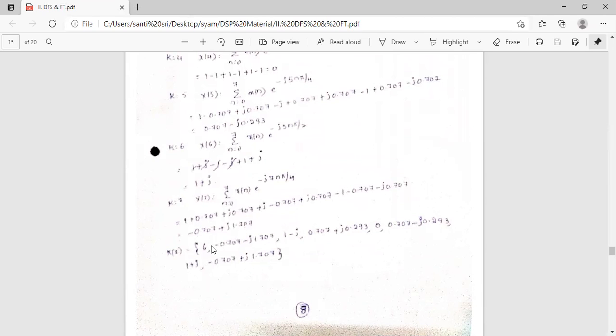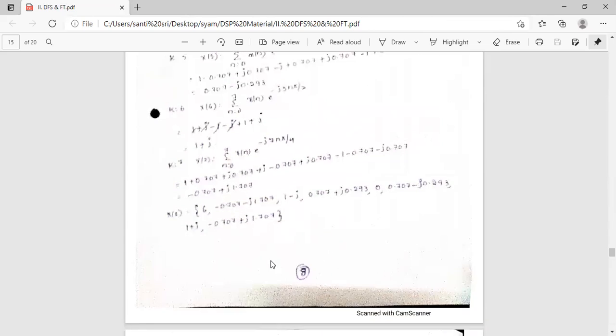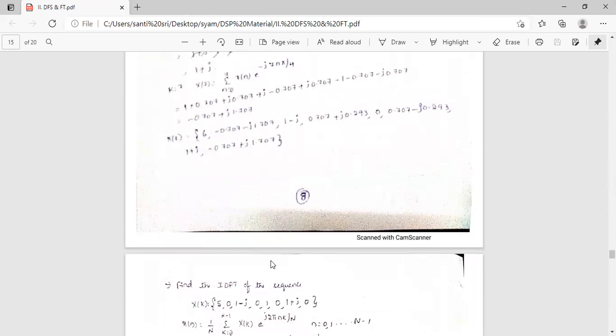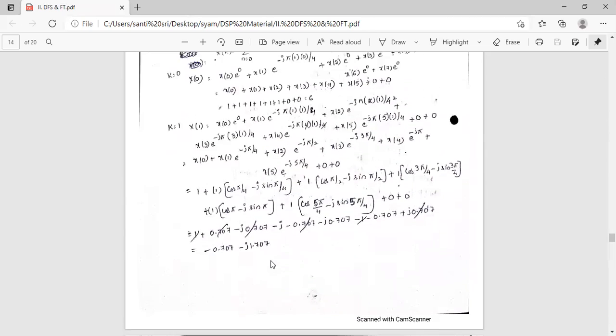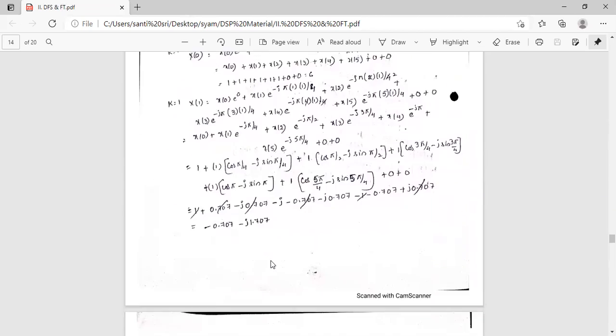I simply write all these values as a single set. That is x of k, this is x of 0 value, x of 1, x of 2, x of 3, x of 4, x of 5, x of 6 and x of 7 values. So this is the 8-point DFT of the given sequence x of n equal to 1, 1, 1, 1, 1, 1, 1, 0, 0. Okay, so this is the 8-point DFT.